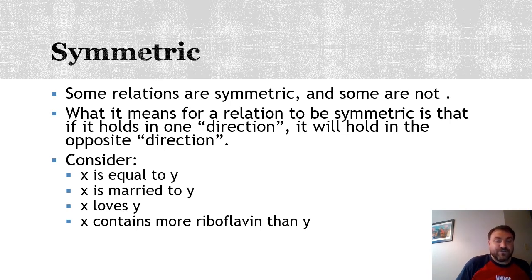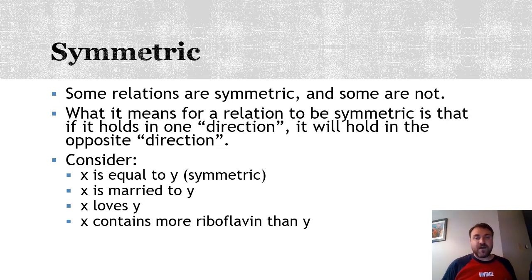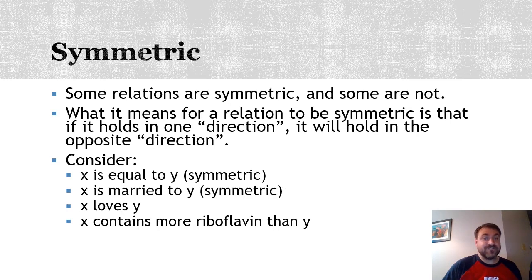Obviously, x is equal to y is symmetric because notice the definition: if it holds in one direction, it holds in the opposite. If x is equal to y, then it has to be the case that y is equal to x, and that is what makes those symmetric. Likewise, if x is married to y, then y is married to x. Also symmetric.